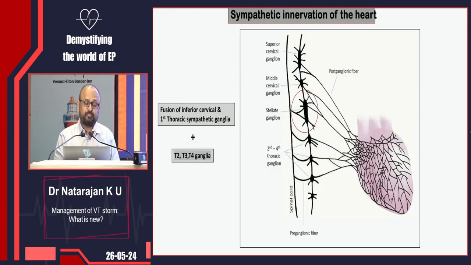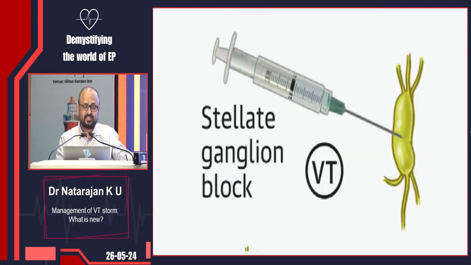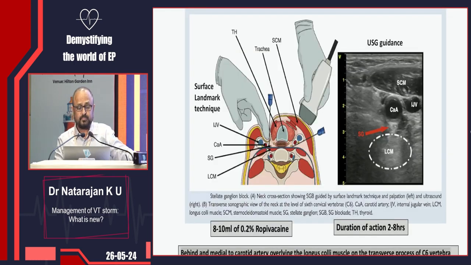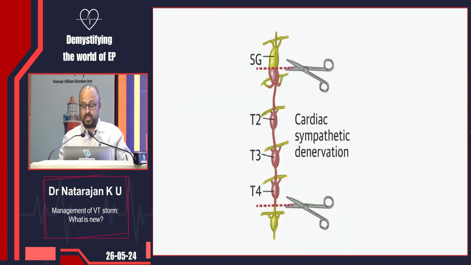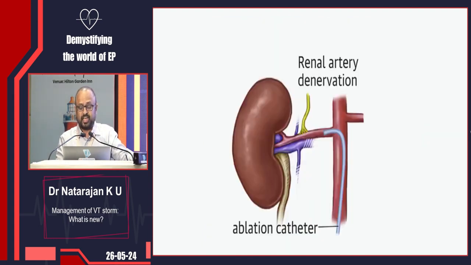For the sake of PGs, the stellate ganglion is a fusion of the inferior cervical and the first thoracic ganglia, along with T2, T3, T4. They are responsible for the cardiac autonomic innervation. So that becomes a target for epidural anesthesia and stellate ganglion block. And ropivacaine is the drug which is used, and it is extremely useful in quietening the storm in at least a large majority of patients. And surgical sympathetic denervation by video assisted thoracoscopy can be done.